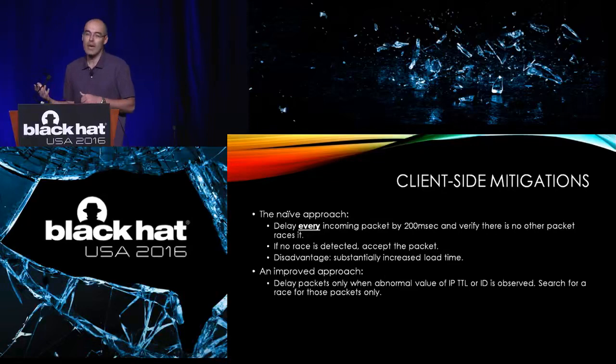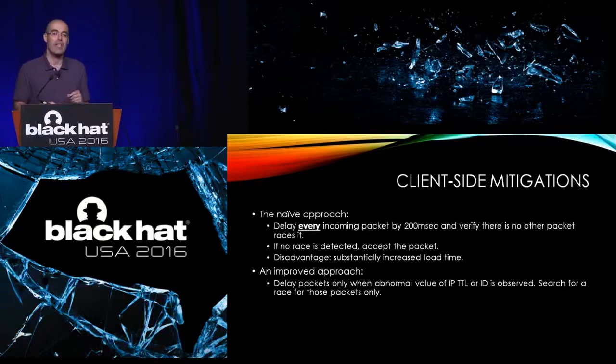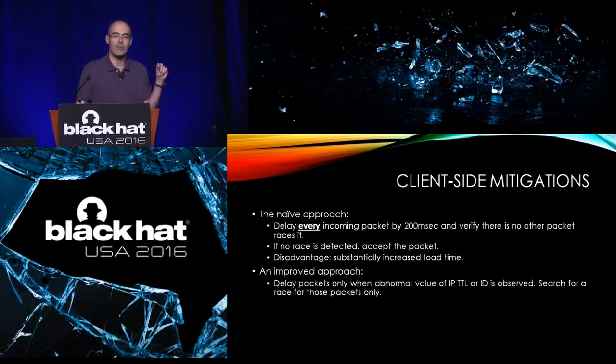might leverage an insight we had while we investigated the injected packets. In almost all of the injected packets we have seen, the IP ID and the TTL values in the IP header of the injected packet had abnormal values, meaning they were not in sync with the TTL values and the IP ID of all the other packets in the injected TCP session. So we actually can leverage this by simply delaying only the packets that show abnormal values of IP ID and TTL, and only for those packets search for races. This allows us to delay only a very small fraction of the packets.